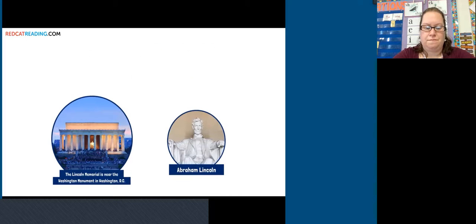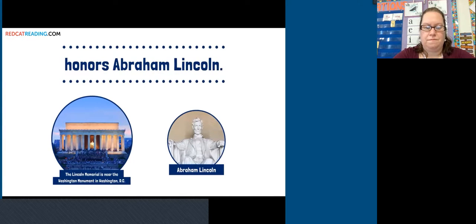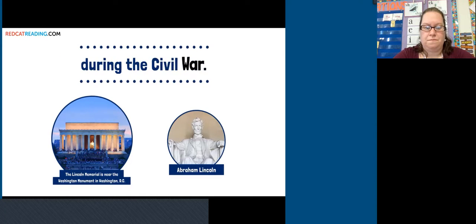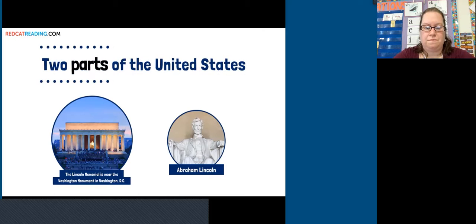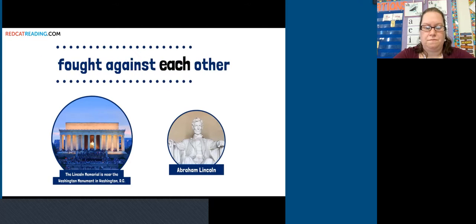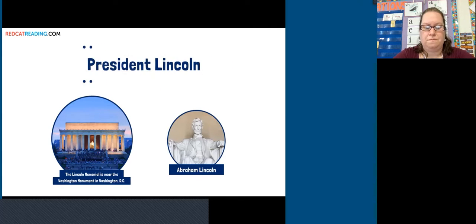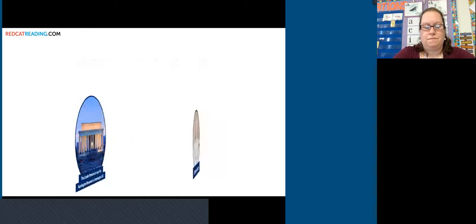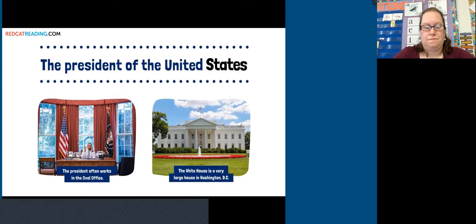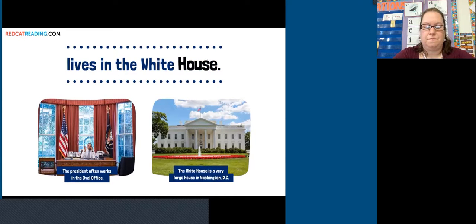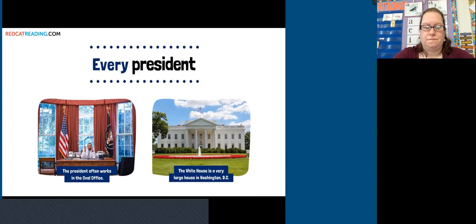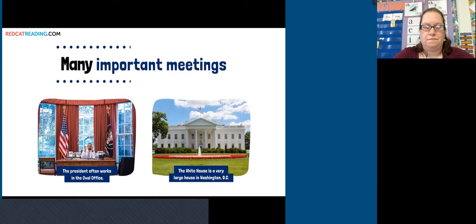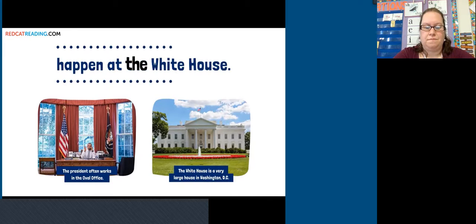The Lincoln Memorial honors Abraham Lincoln. He was president long ago during the Civil War. Two parts of the United States fought against each other. President Lincoln did not let the country break apart. The President of the United States lives at the White House. Every president but George Washington has lived there. Many important meetings happen at the White House.